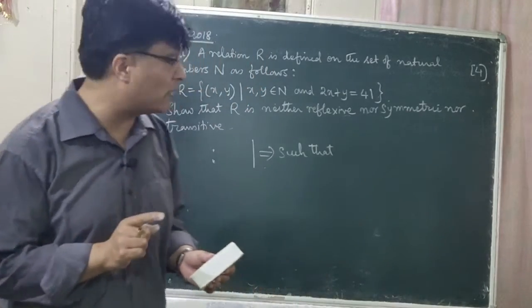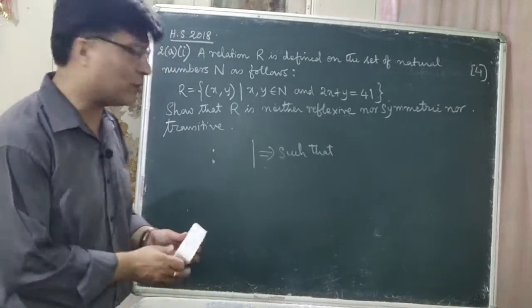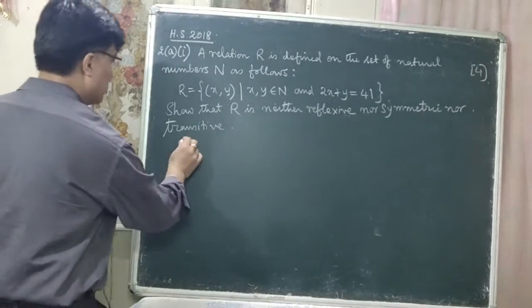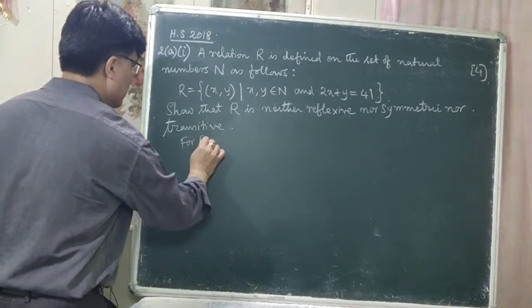R is neither reflexive nor symmetric nor transitive. Okay, so now for reflexive, so this is the solution.